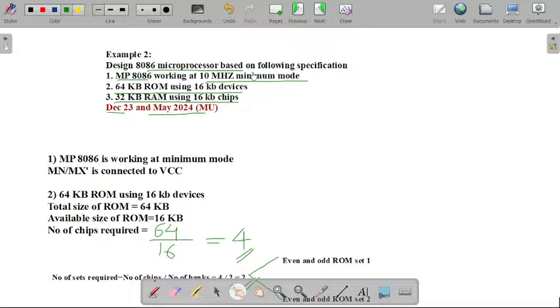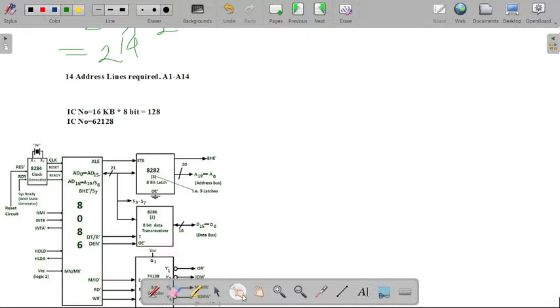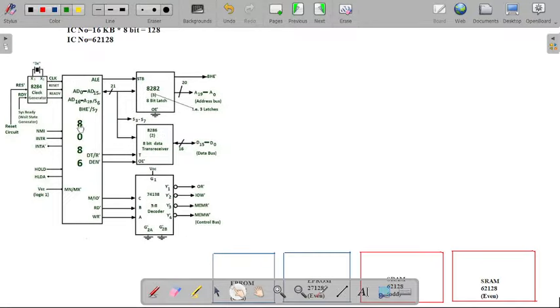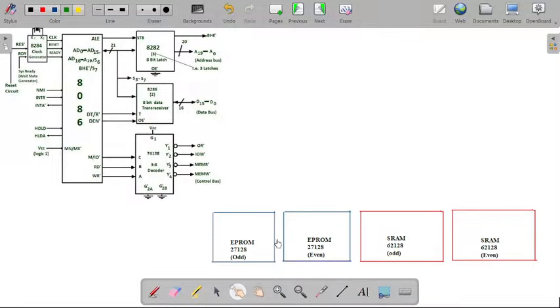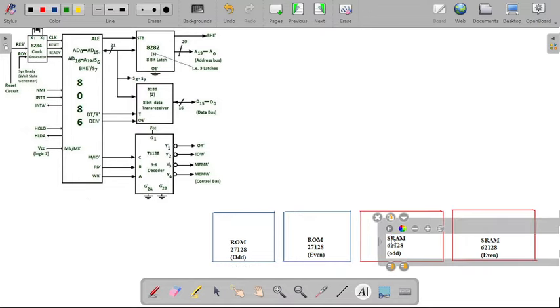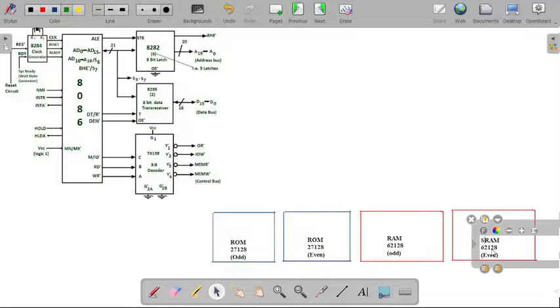So here the minimum mode configuration will be used. We require the diagram for the minimum mode configuration CPU of our 8086 microprocessor. Now we will draw the diagram for the configuration given in that example. So this is the diagram for our minimum mode configuration, and we have drawn our EPROM as well as our SRAM. In this example only the ROM structure is given, so I am renaming it as ROM, and instead of SRAM, I am writing here RAM.